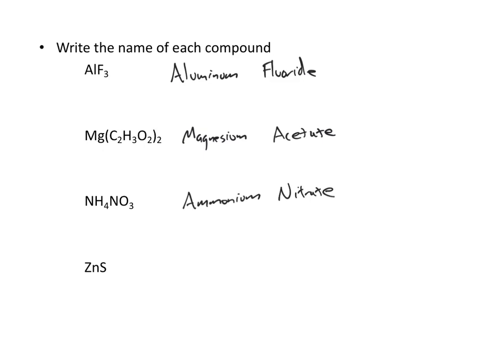Alright, we have another metal, zinc, plus a non-metal, sulfur. Zinc is one of the metals where we know its charge, we know it's +2, so we don't have to specify it. So I just give the name of the metal. And then the non-metal is sulfur. I chop off its ending and replace it with IDE. So I have zinc sulfide.